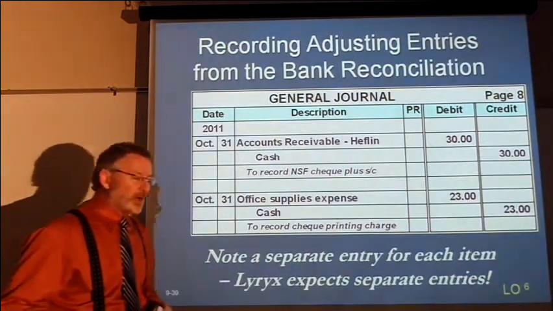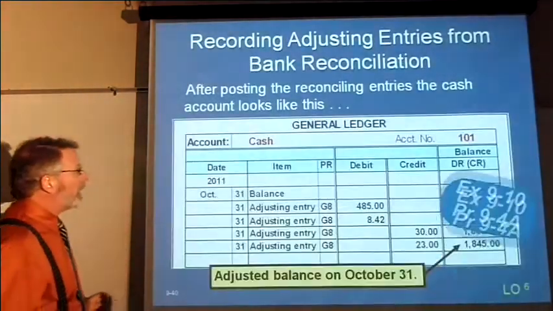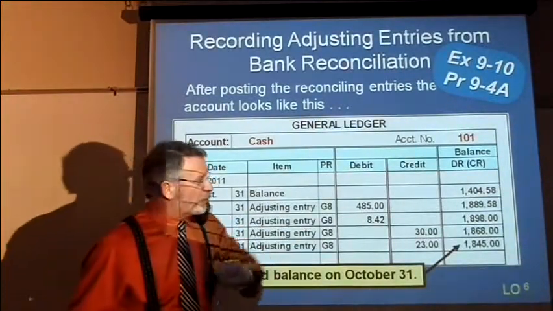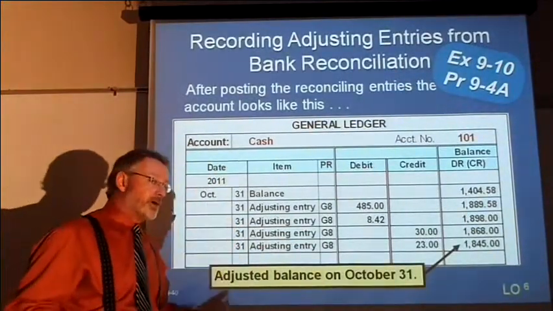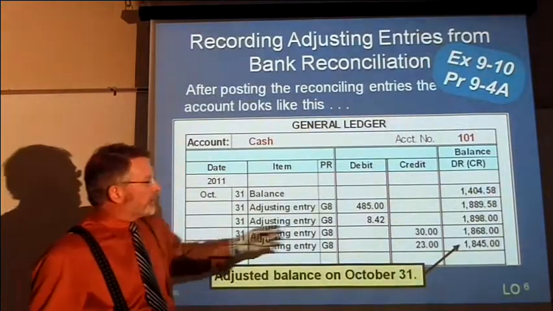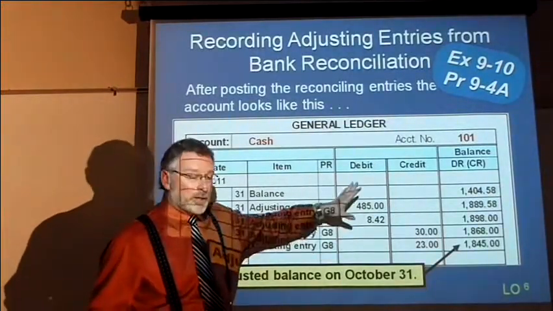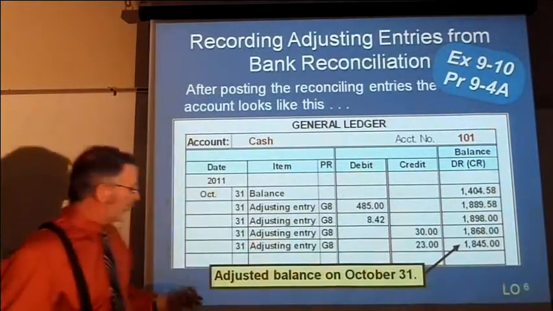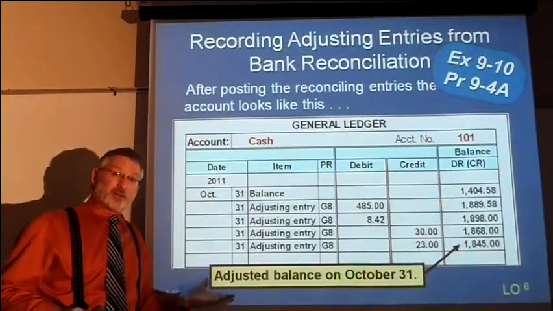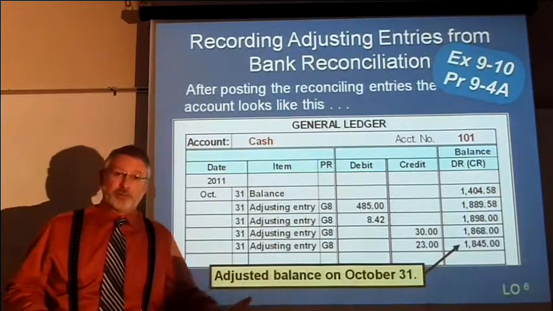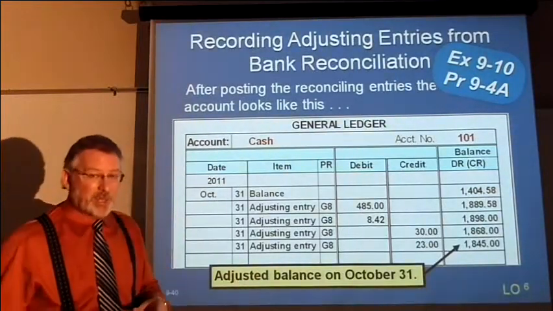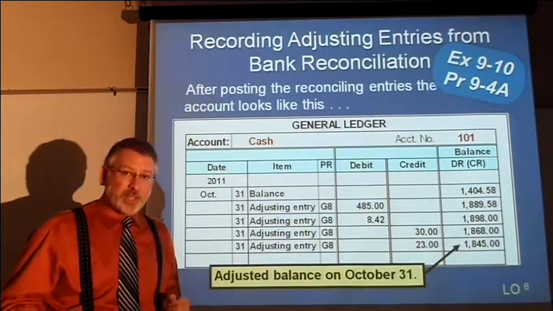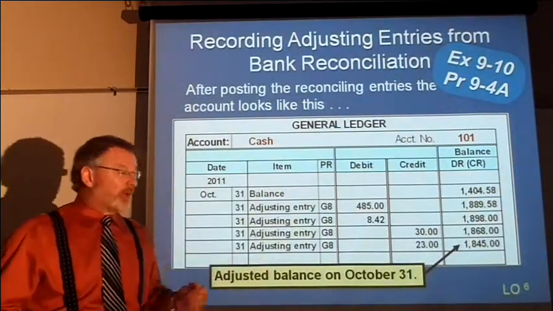So what does that look like in our general ledger now? Here's our general ledger account then. It had a balance of $1404.58. If we post all those journal entries, we'd see the $485 and the $8.42 increasing our account, the other two things decreasing our account, and we'd end up with the $1845, which was the reconciled or adjusted balance on October 31st. When we reconciled the bank, we agreed that if we had everything recorded and up to date, the balance should be $1845, and son of a gun, we've done it properly.